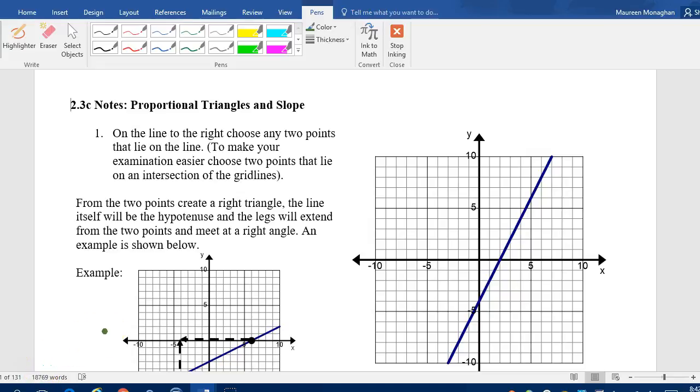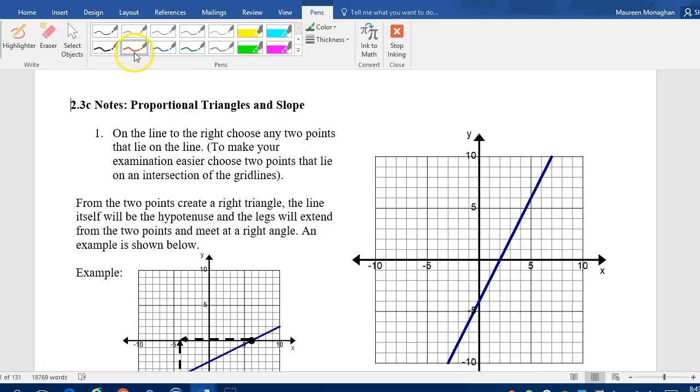The purpose of today's lesson is to talk about proportional triangles and slope. We're going to do a little discovering on this first part. We're going to be detectives. It says on the line to the right, choose any 2 points that lie on the line. To make your examination easier, choose 2 points that lie on an intersection of the grid lines.